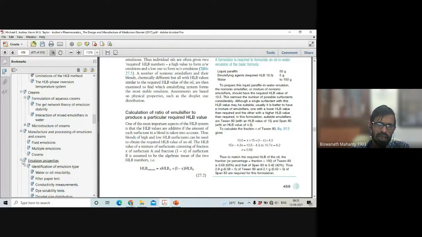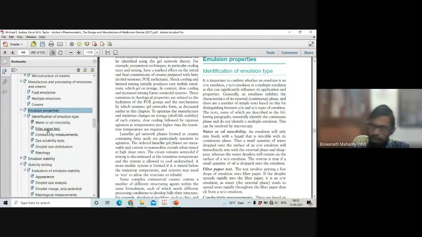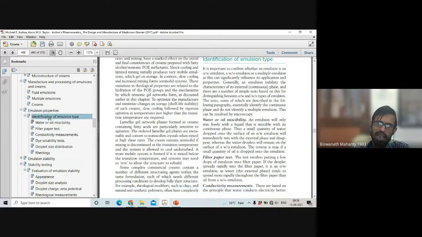And then we come to emulsifier properties. This is a really very important property. How can I tell whether an emulsifier is going to work or not? There are some tests for testing an emulsion. There are many tests. First of all, what kind of question will come to you for emulsifier testing? Many tests will come. The first one is the identification of emulsion type.